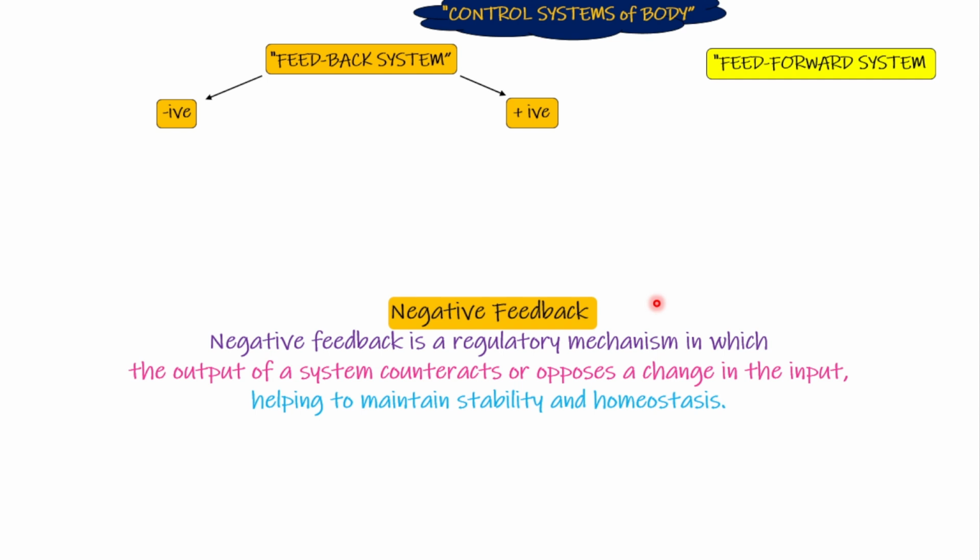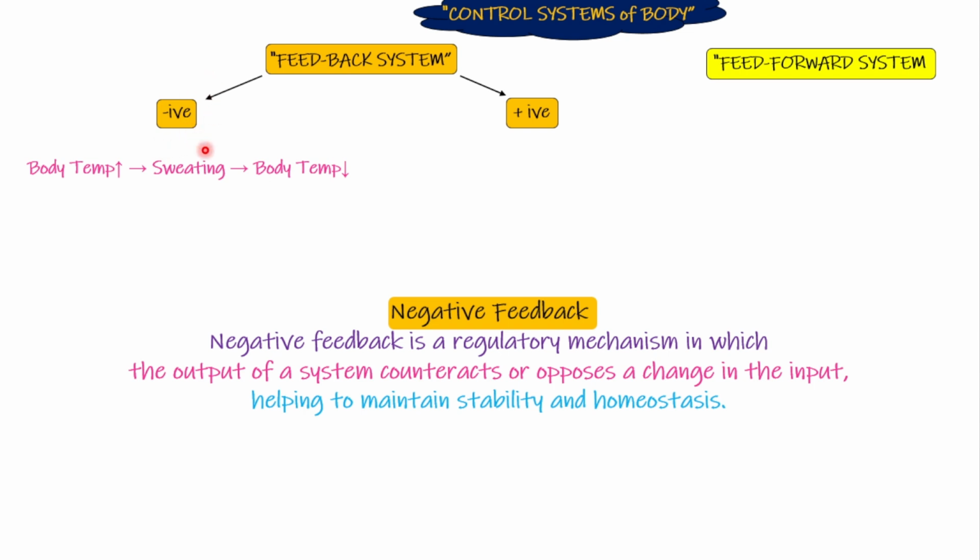balance. For example, if we see the temperature controlling system of the body, or thermoregulatory system of the body, if you are in a hot environment, your body temperature goes up, which results in sweating, and sweating tries to bring down the temperature. So the main stimulus was increase in body temperature, and the body is responding to it by decreasing that increase, or by counteracting or opposing the increase in body temperature. So this is a negative feedback system.